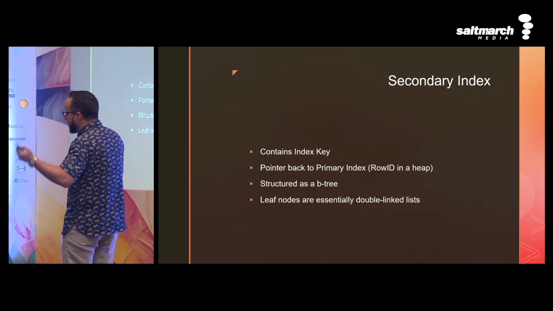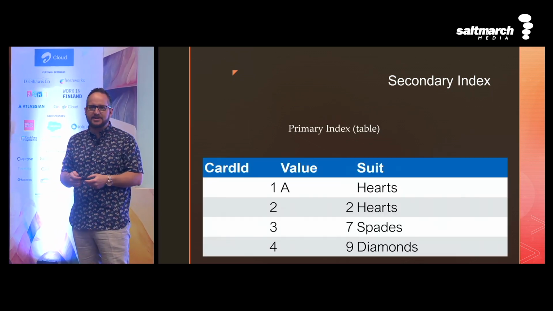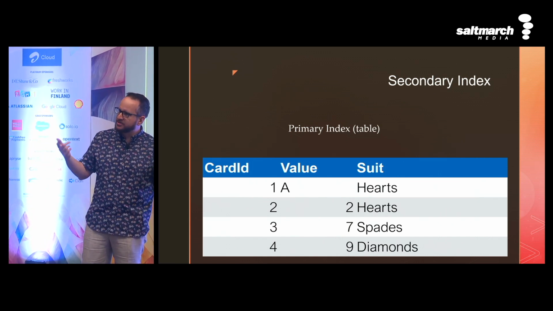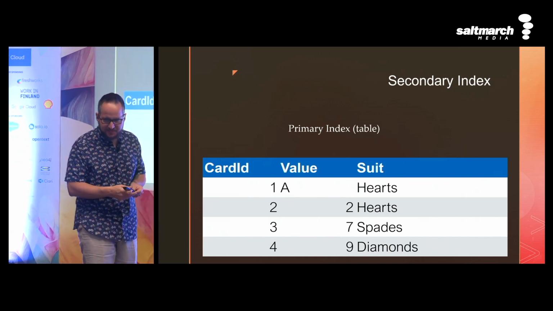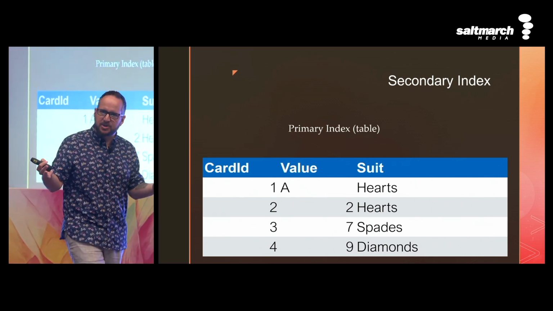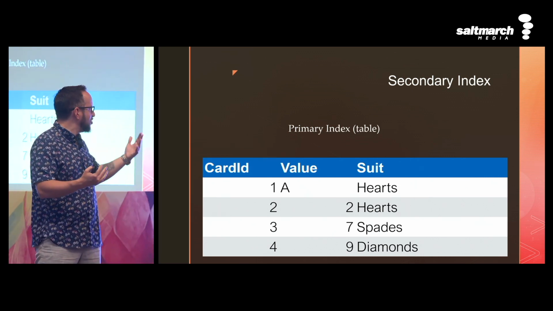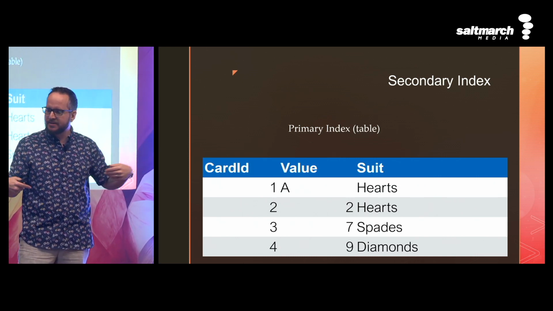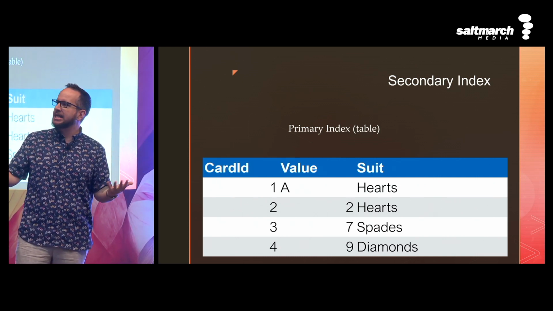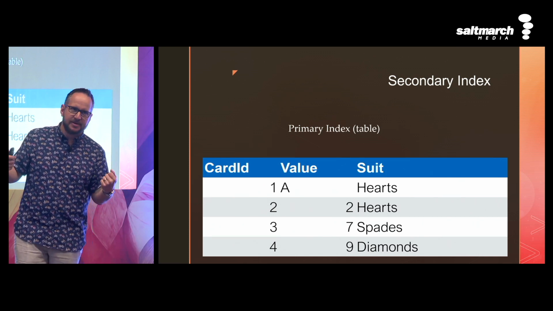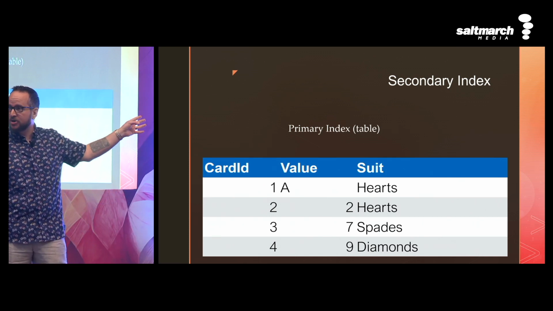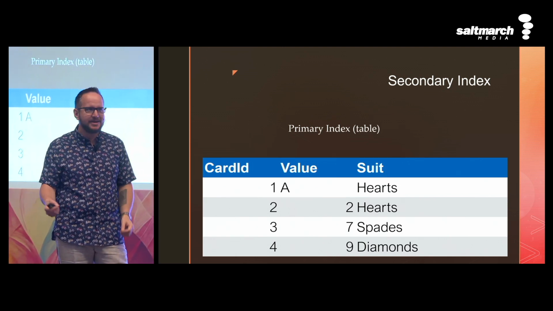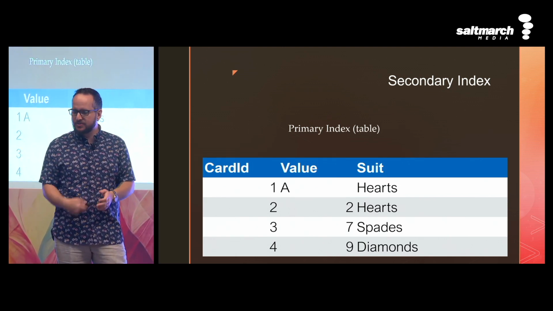So for reasons I don't understand, I decided to create a table where I store all of the cards in a deck of cards. And this is kind of an example of what you might do. So we've got our surrogate key, a card ID. It's a monotonically increasing integer. And these are often a good choice for keys for a lot of reasons, and we're going to talk about those as we go through. And then we have a value and a suit.